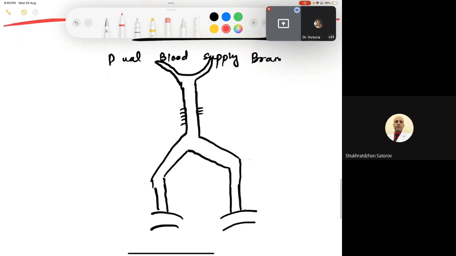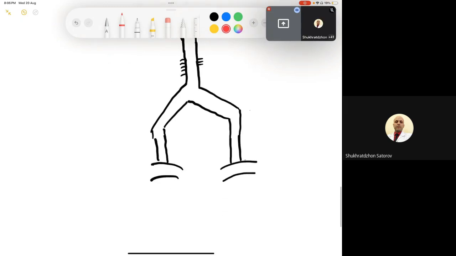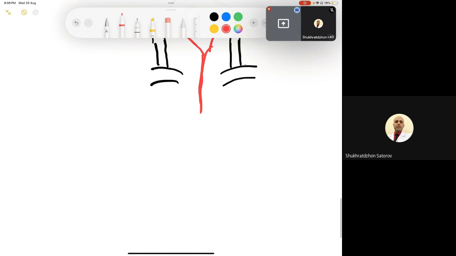Let me just discuss the different branches which this entire vertebral artery is going to give, right? As they combine here, they're going to give certain branches, which are called the anterior spinal arteries. So here from the vertebral arteries, we're going to have a branch which is called the anterior spinal artery. So what is the function of the anterior spinal artery?